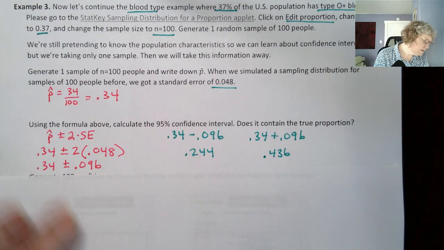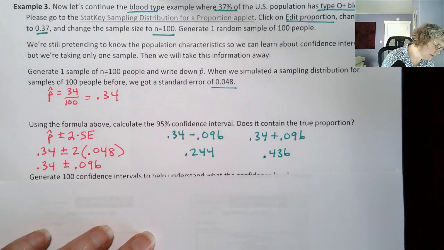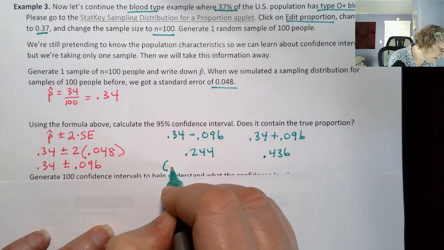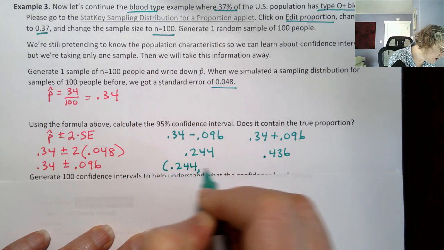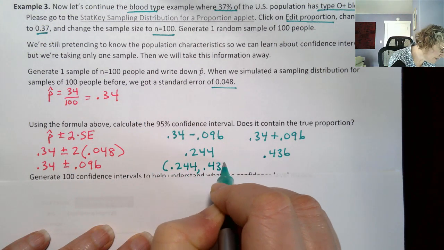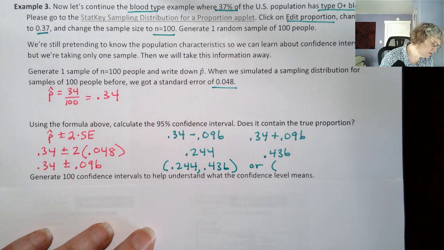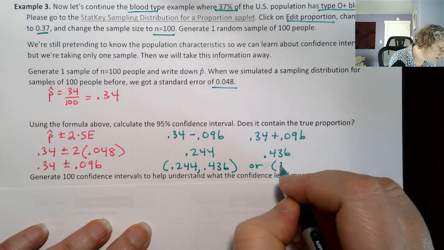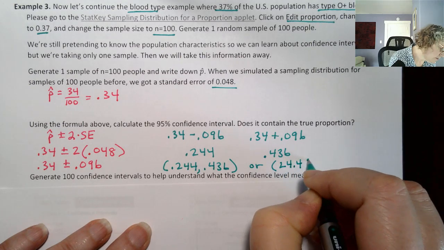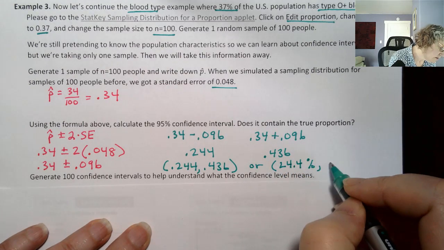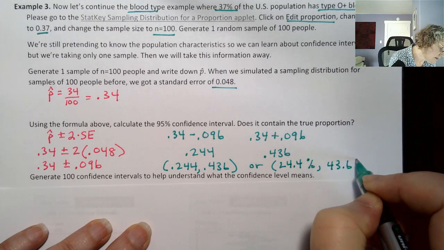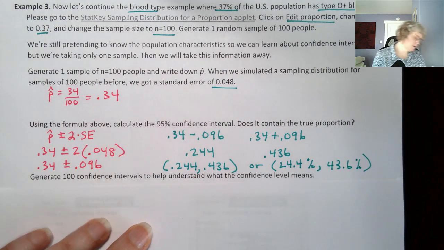Okay, so let's go ahead and write this together. You could write it two ways, 0.244, comma, 0.436. Or you could change it to percentage and write 24.4% to 43.6%.